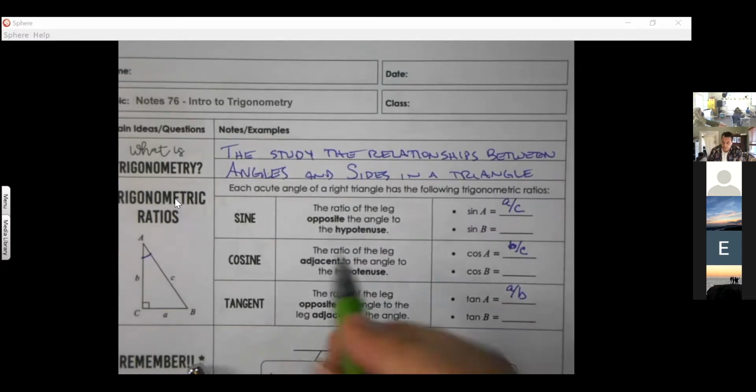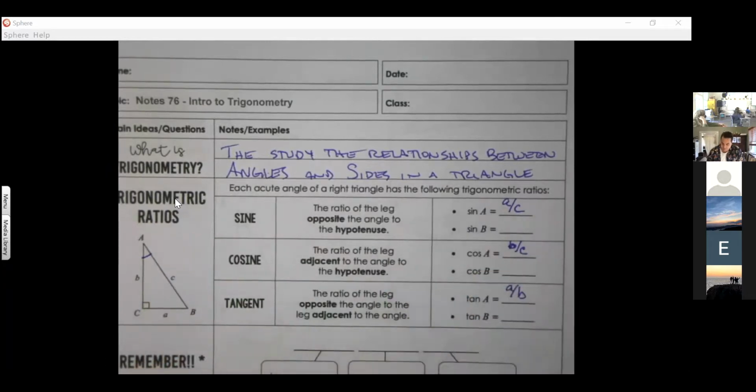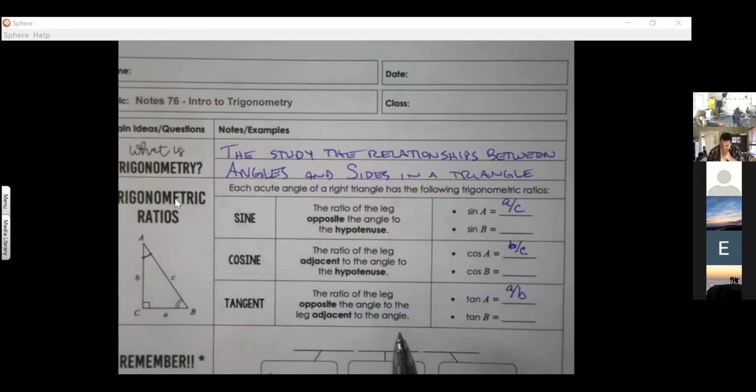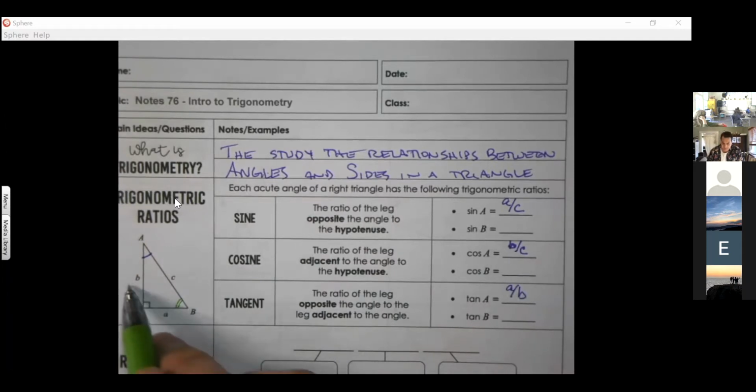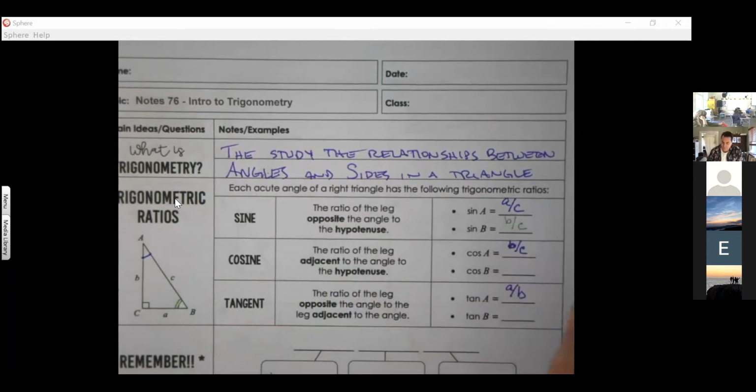It does matter where the angle is. So instead of looking at angle A, if I were to change my perspective and look from angle B, I'd notice that the opposite is different. Opposite of angle B is little b. The hypotenuse is still the same, but since sine is the opposite over the hypotenuse, it would be B over C. And then the cosine would be the adjacent over the hypotenuse, so that would be A over C, and the tangent would be the opposite over the adjacent, B over A.